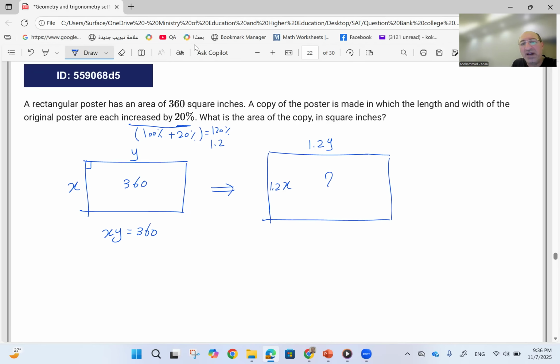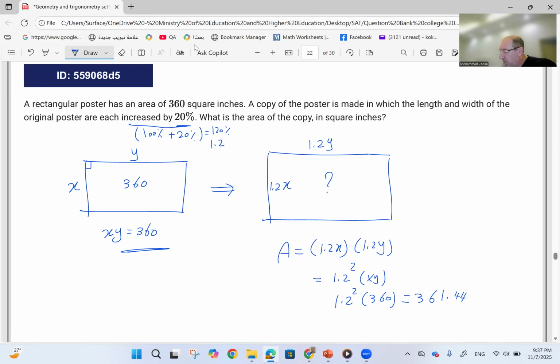So I need the area now. The area of this rectangle is 1.2x multiplied by 1.2y. So I have 1.2 squared multiplied by xy, and I already know xy from the first rectangle: 360. Just multiply 1.2 squared by 360, and the answer is 518.4.